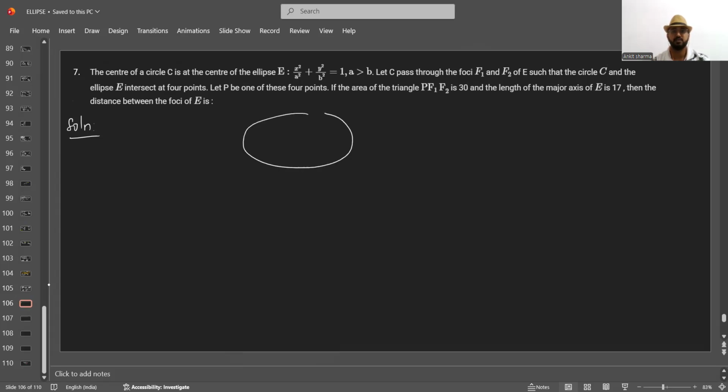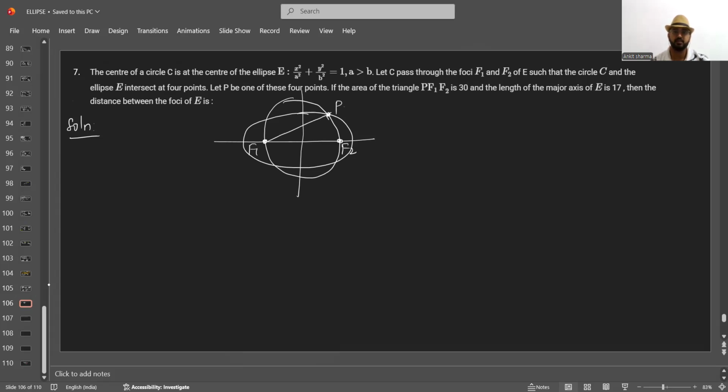So we have an ellipse here, and then there is a circle which is intersecting at 4 points. So let me draw a circle like this. And this circle passes through the foci. This is F1, this is F2, I'll call. And P is one of the 4 points. That means we can take any one of them. So this is P, suppose.